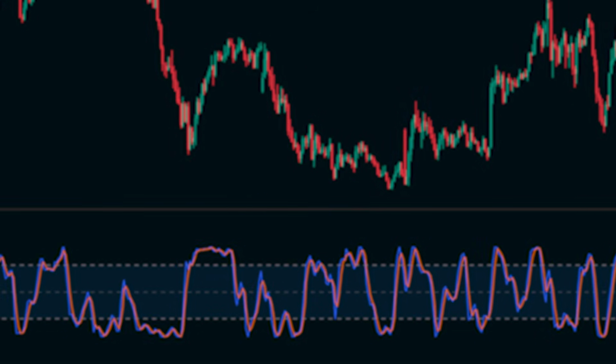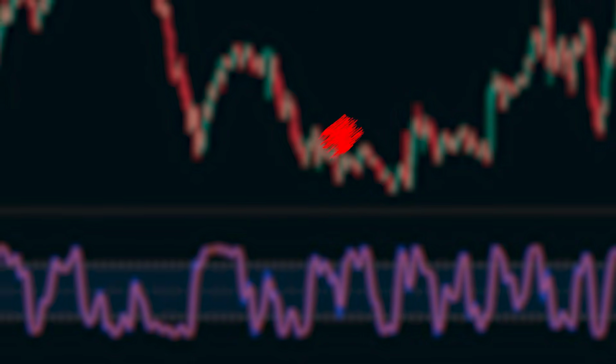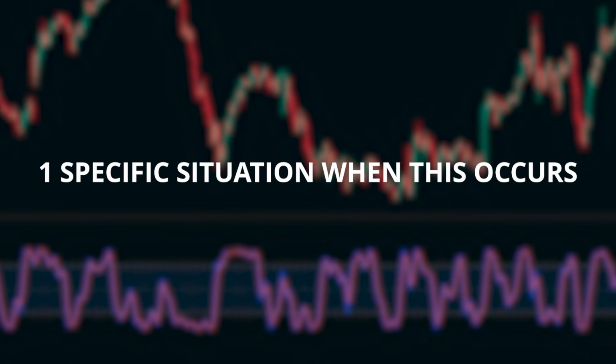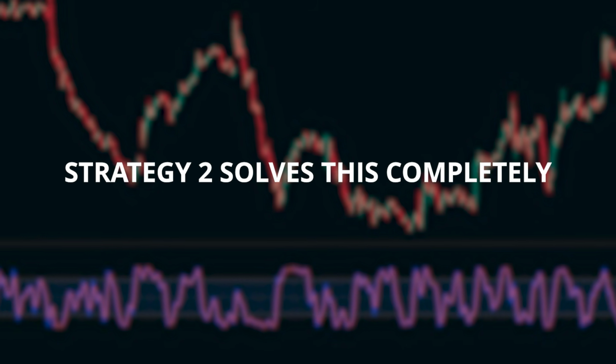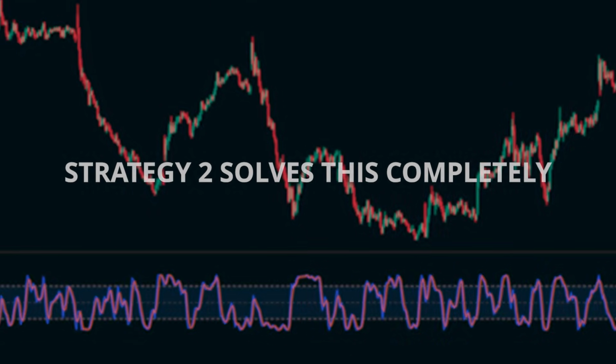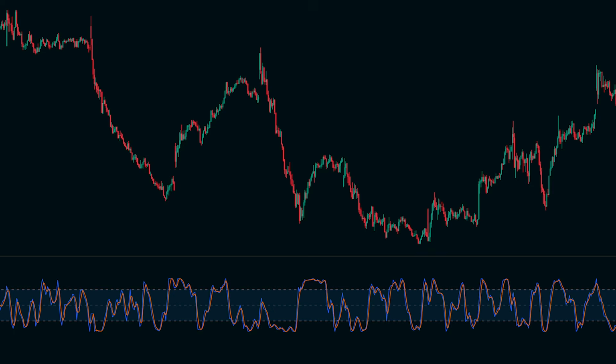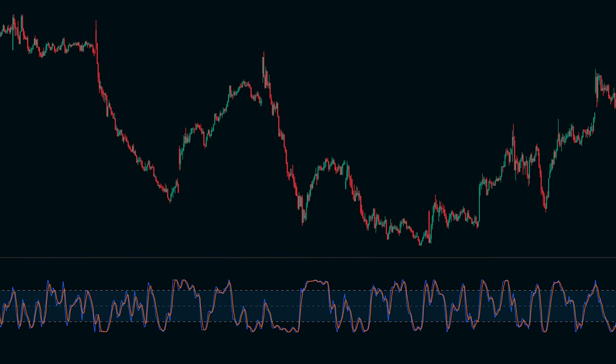But what happens when even a perfect crossover setup fails? There is one specific situation where this occurs, and if you do not know how to identify it in advance, it will cost you. Strategy 2 solves this completely, and it uses a signal that is arguably the most powerful thing stochastic RSI can show you.